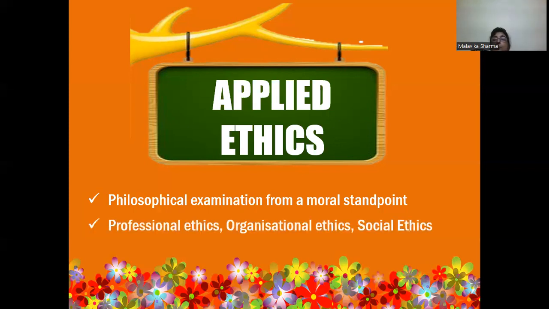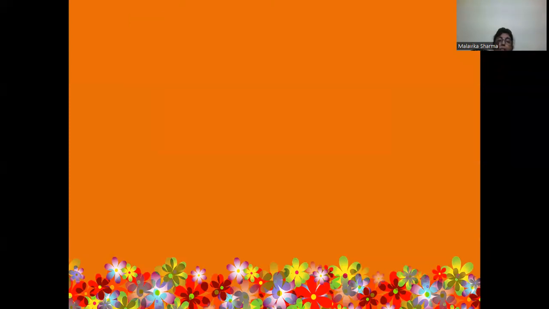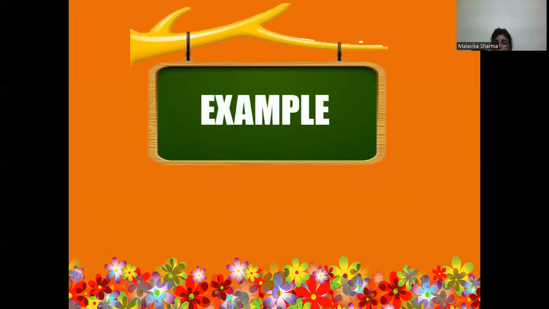So it can be related to the field of professional ethics, organization ethics, social ethics, medical ethics, personal ethics, and so on. Let us take an example. For example, if we take the question of disapproving the very act of abortion. If we are able to apply the disapproval of that act of abortion in a particular situation, then of course we are using our applied ethics.